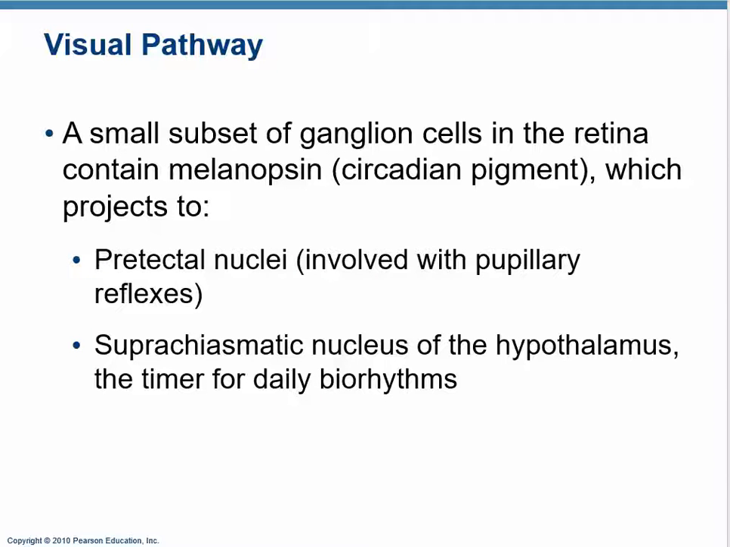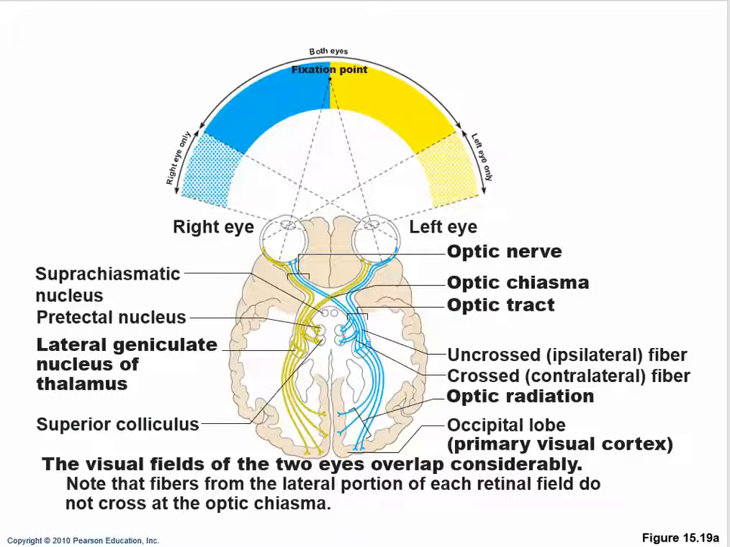There's some that go to pupillary reflexes, and some of them are for seasonal affective disorder and things like that. So it sets circadian rhythm. But for the most part, we're more worried about visual stimuli. And this is actually the interesting picture.